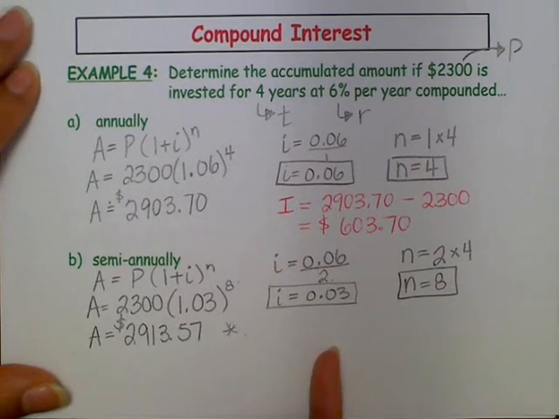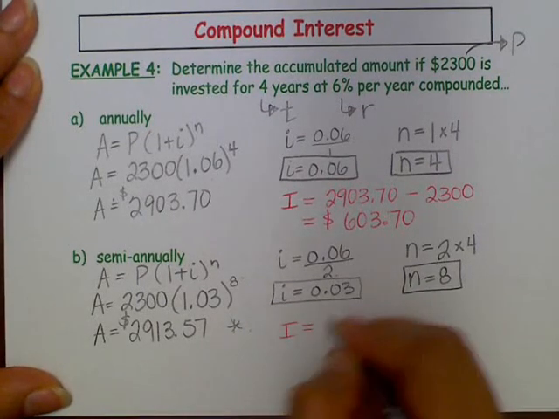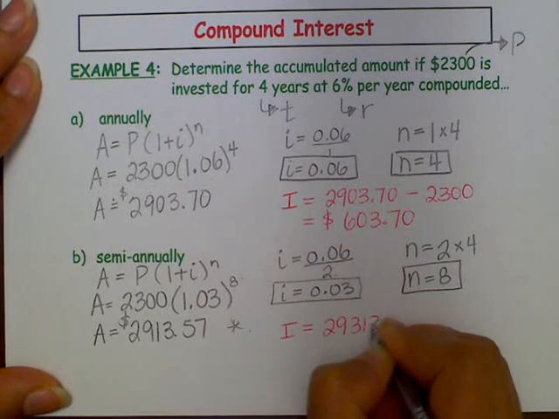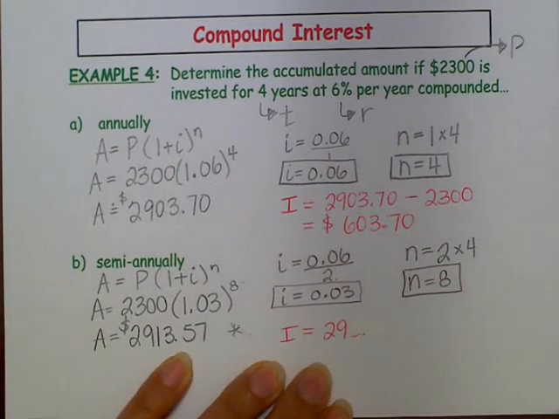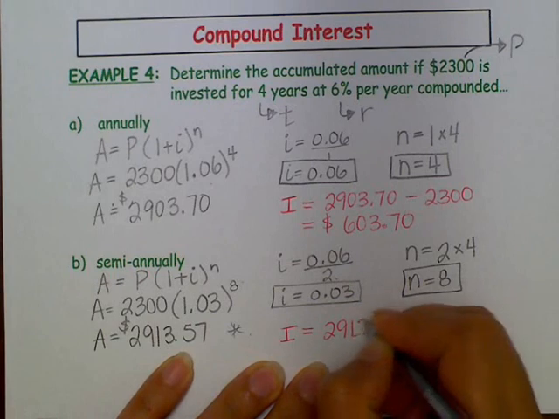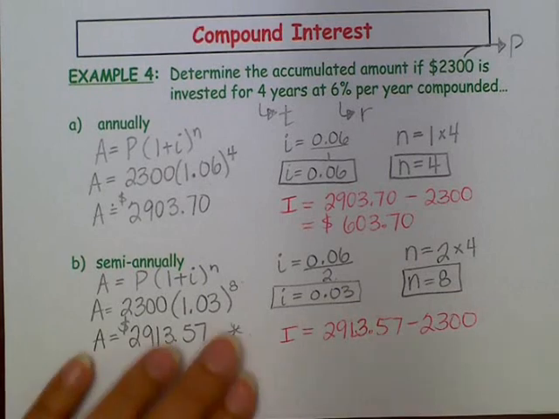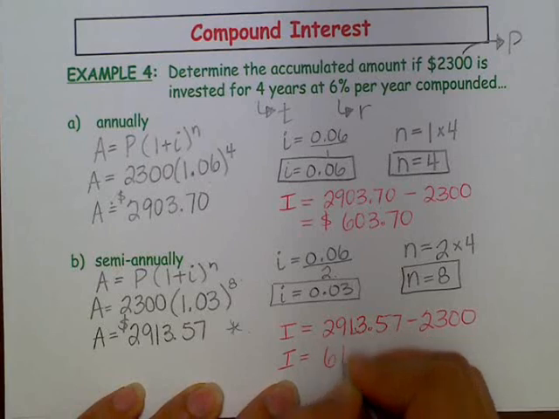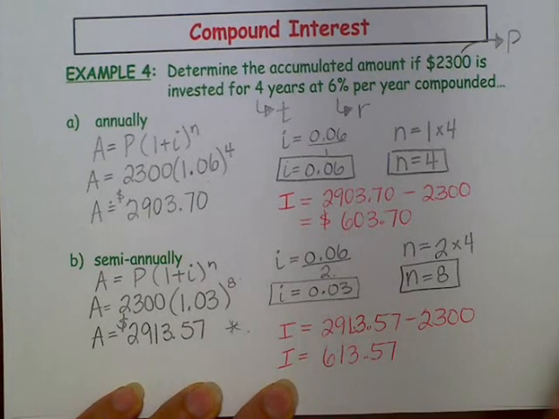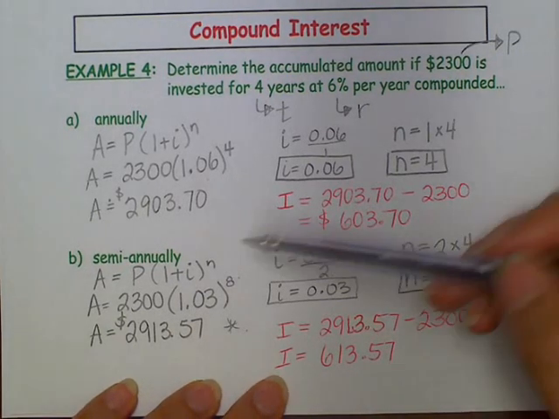Now if we compare that to what happens when you compound semi-annually, we'll do the same thing: the accumulated amount minus the initial amount that was invested. So $2,913.57 minus the amount that was invested initially, or the principal amount. You get a total interest amount earned of $613.57. So you'll notice that you earn almost $10 more in interest when you compound interest semi-annually.